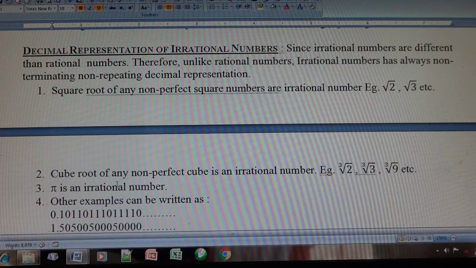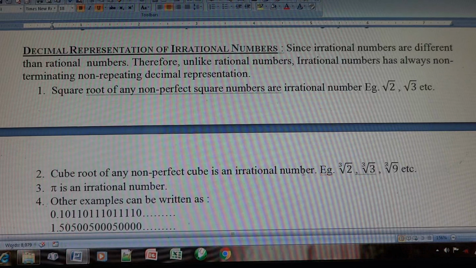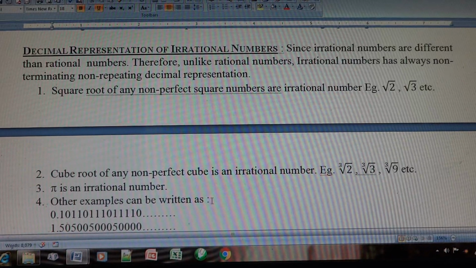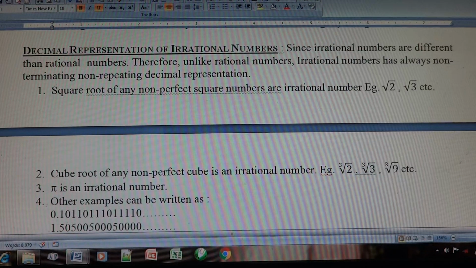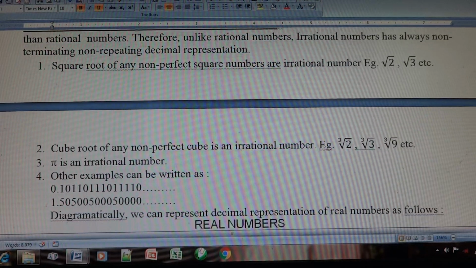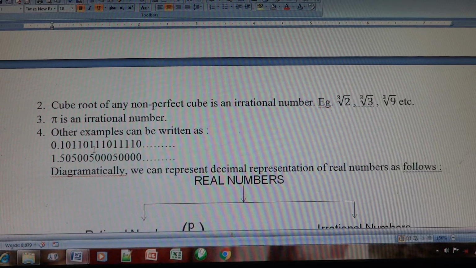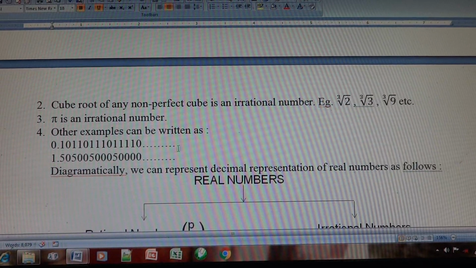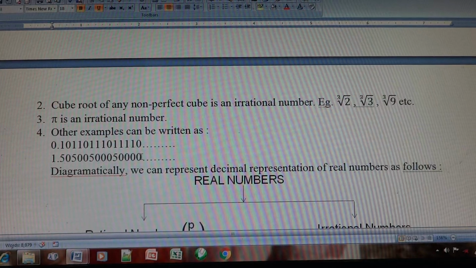Likewise, the cube root of any non-perfect cube is an irrational number. Pi is an irrational number. Other examples you can frame on your own. Let's have two examples: 0.10110111011110, and so on. Again, 1.5050050005000, like that, you can continue. The same set of digits cannot be repeated, and hence these are irrational numbers.